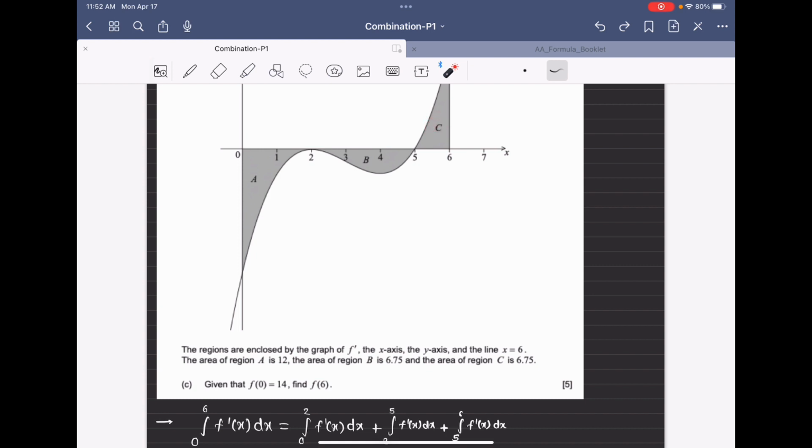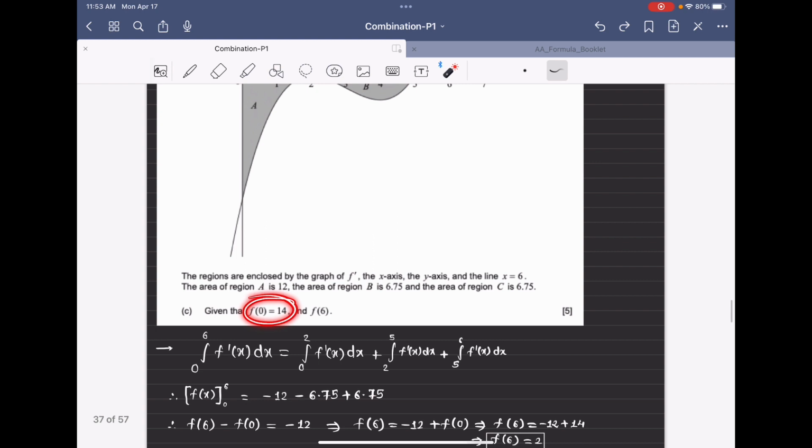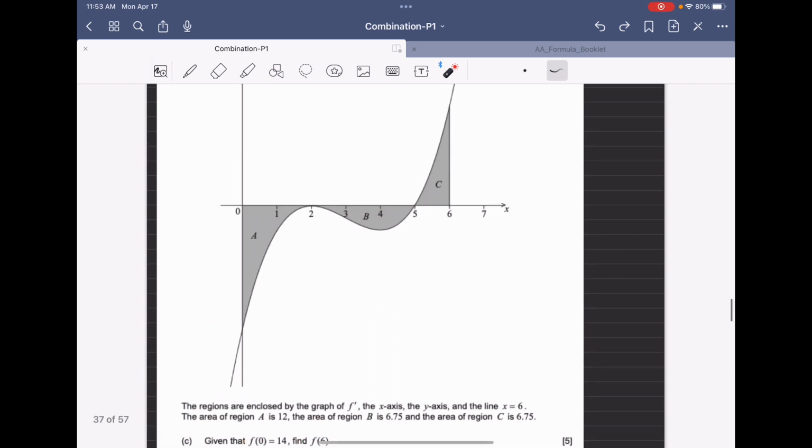What is happening? When the area is below the x-axis, the area is negative. When the area is above the x-axis and below the curve, the area is positive. So you can see A and B both are negative. Although they said 12 and 6.75, while calculating we will take them as negative. Given that f of 0 is 14, find f of 6.